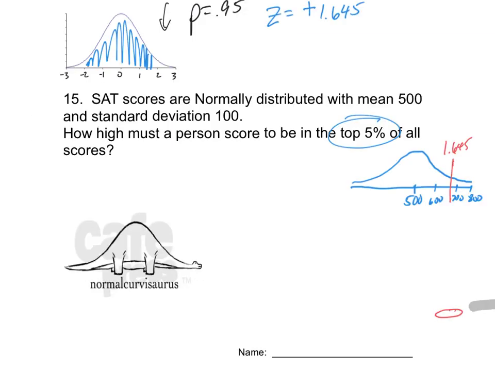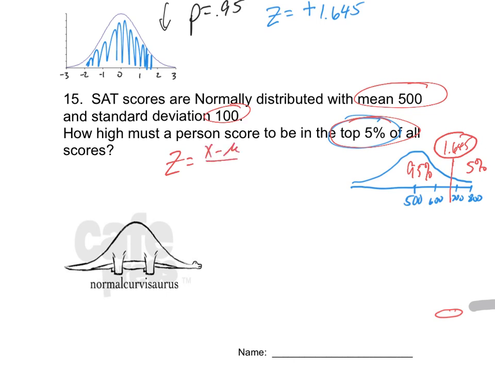Now, on this last problem, SAT scores have an average of 500, standard deviation of 100. How high must this person score to be in the top 5%? Remember, if this is 5% on this side, you're going to have 95% on the left side, which is just like the previous problem. So we're going to use the same z-score of 1.645. In doing so, z equals x minus mu divided by standard deviation, and we're going to solve for x because we want to know what the score is. So I'm going to use 1.645 as my z-score equals x minus 500 divided by the standard deviation of 100.